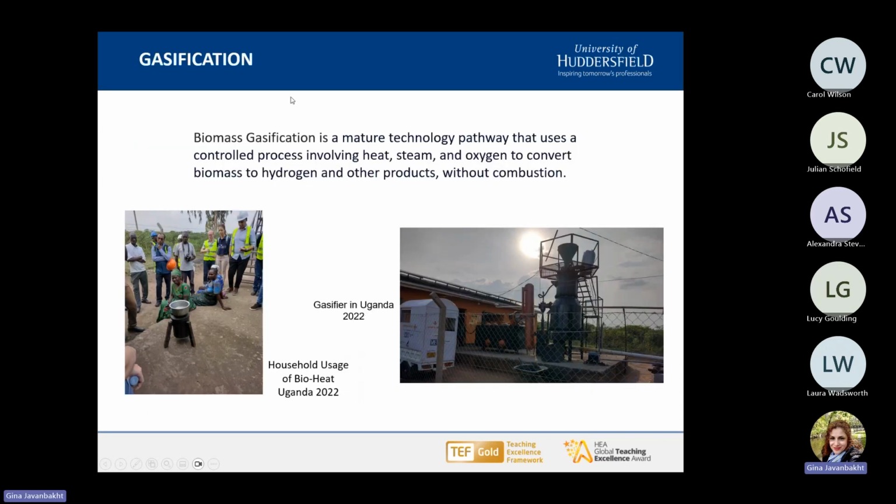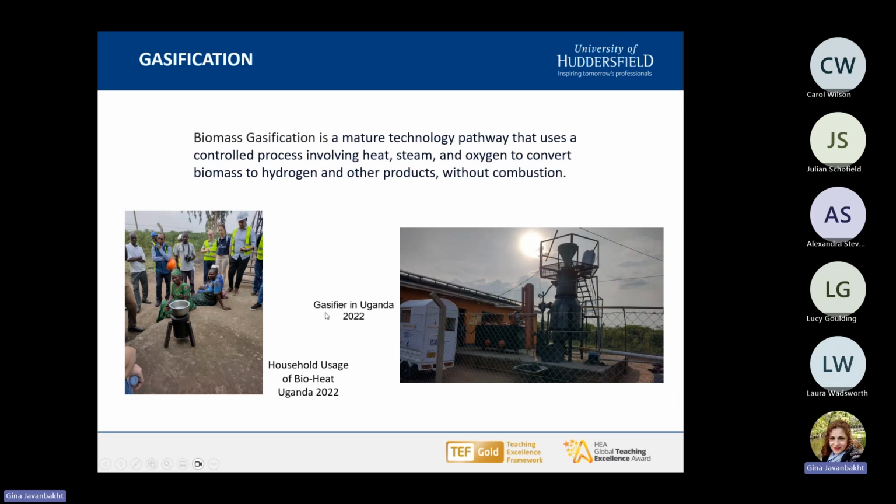Gasification is another method to produce biofuels. It's very similar to pyrolysis, except that instead of running it completely oxygen free, we are adding a little bit of oxygen to the process. Again, it will produce gases such as methane and hydrogen, but with a lower amount of biochar.